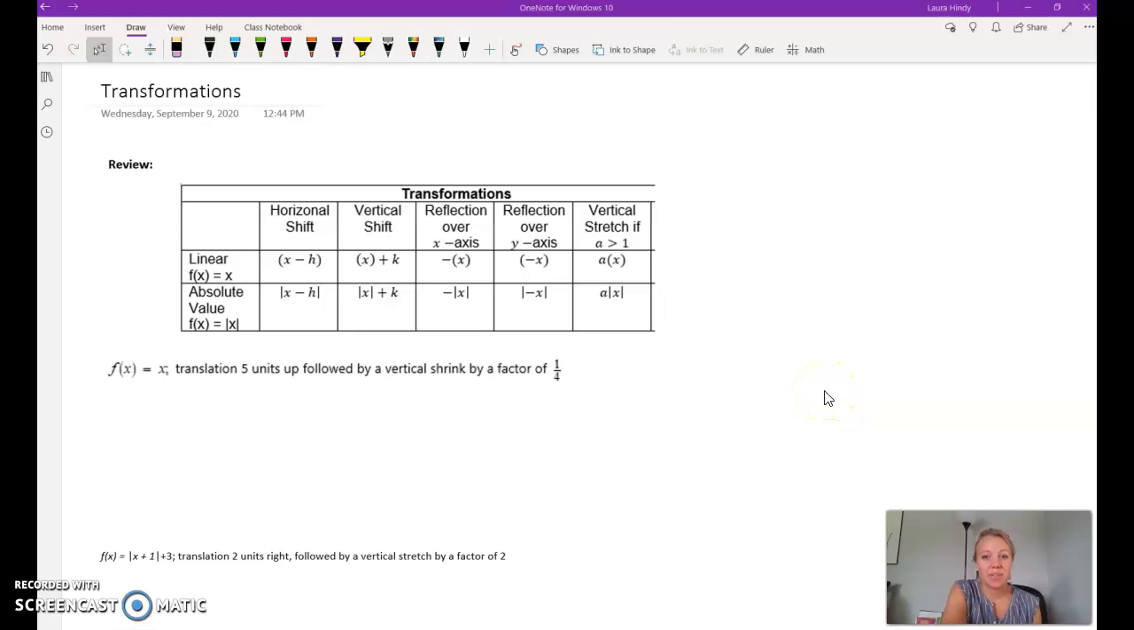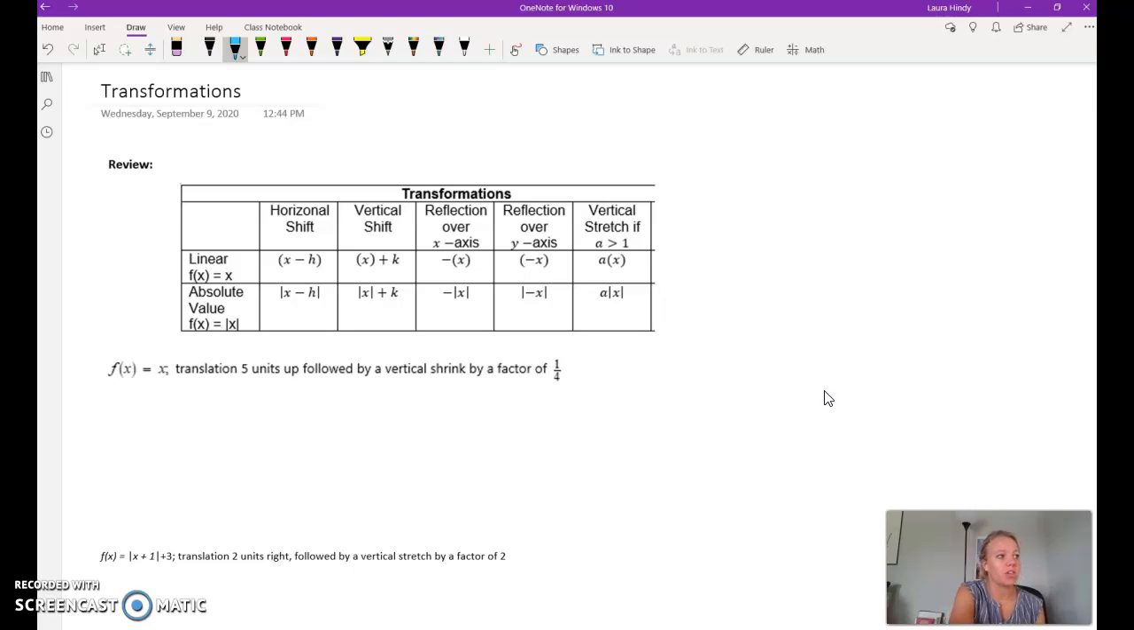Hey guys, so we're going to do a little review over transformations. I know I'm looking at the other screen, I'm just looking at my second monitor over here. I want to remind you of this table, and you should have this in your notes. These are how transformations are going to look in our equations.